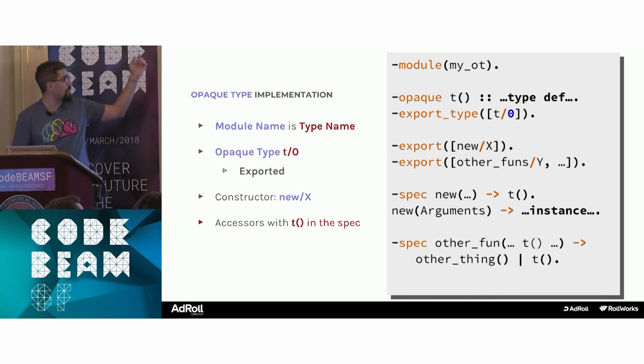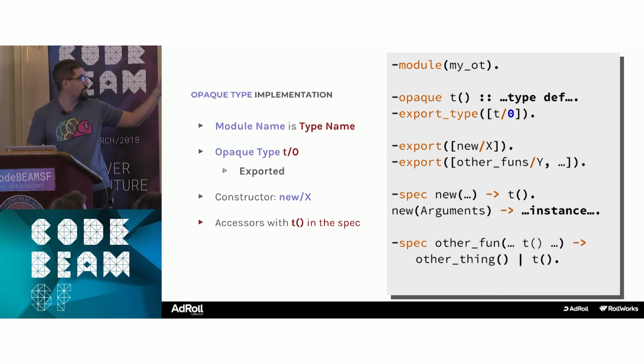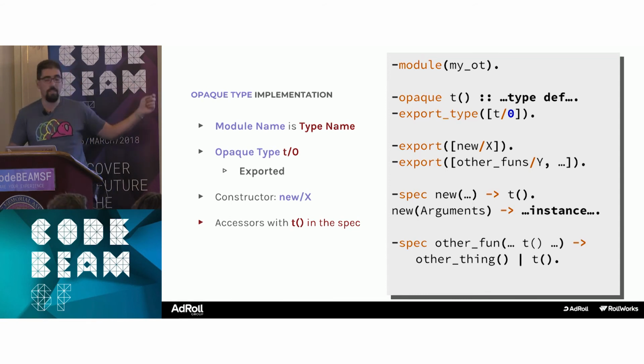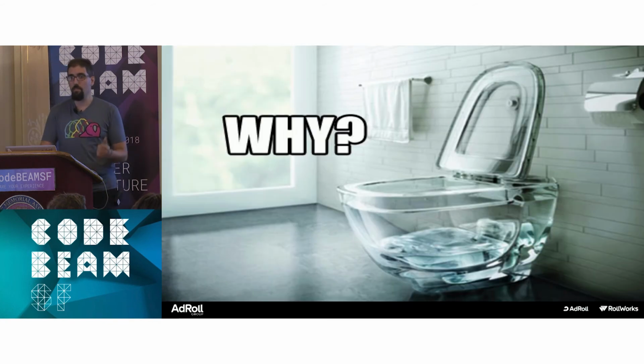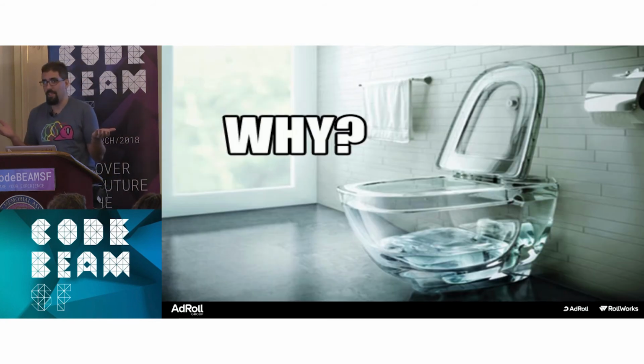You have a module representing your type. You have a type T with the definition, and it's exported and opaque. And every function either returns a type or has a type in its arguments, right? And the only functions that do this are the ones in this module. So every other module will derive their behavior to this one. And that's super fun, but why, right?